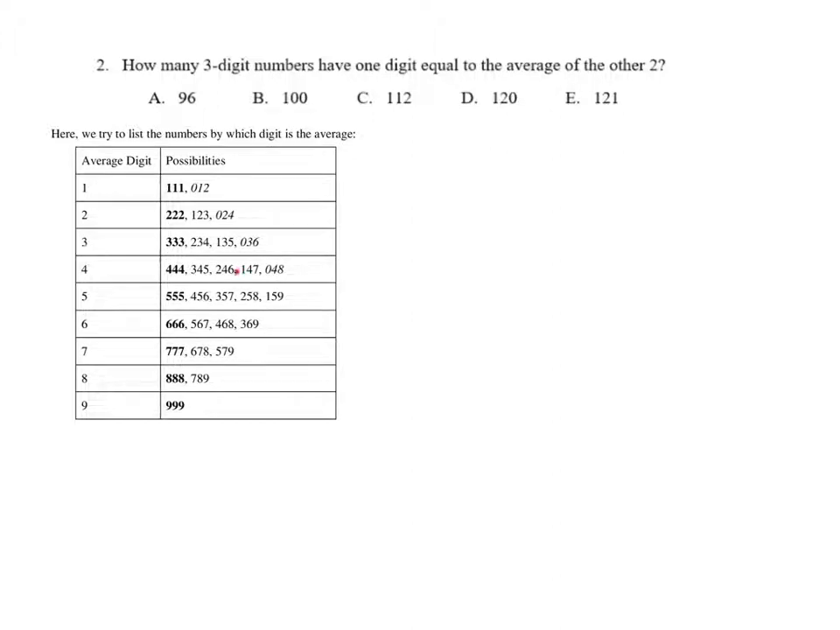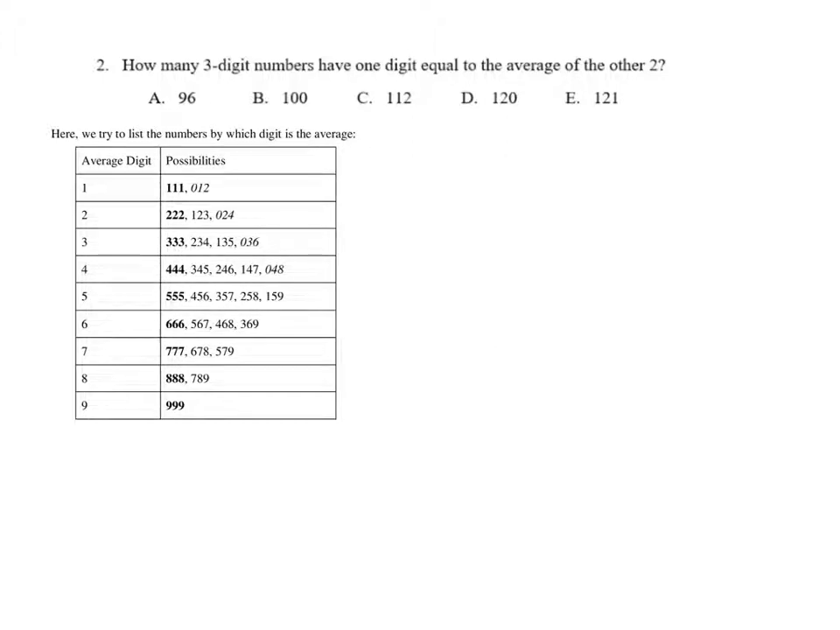For example, 246 could be 246, or 264, or 426, or 462, or 624, or 642. So we have to look at these and group them, and then figure out how many possibilities there are for each group.